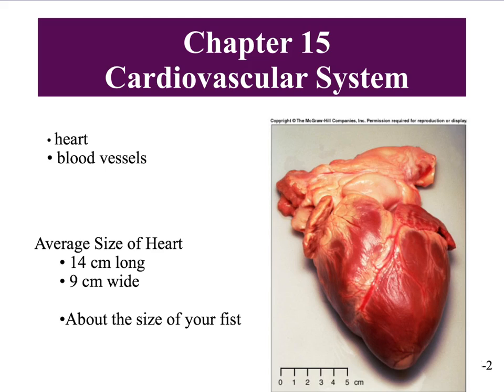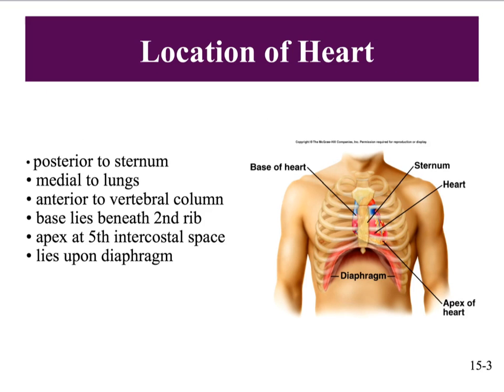Your cardiovascular system consists of your heart and your blood vessels. Your heart is roughly the size of your fist. The heart is posterior to the sternum, or behind the sternum, so we have a nice bony shield protecting it. It also gets some protection from the ribs. It's between, or medial to, the lungs. It sits in front of your vertebral column, and it's sitting on top of your diaphragm muscle right here.